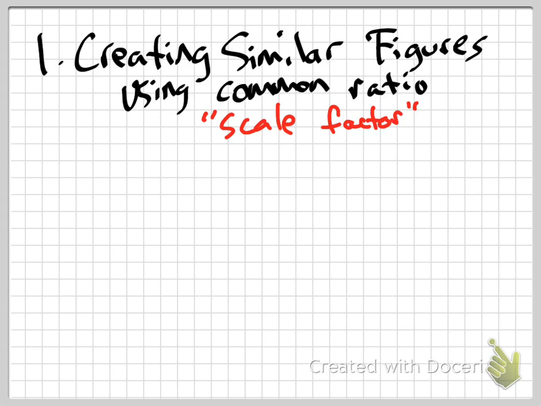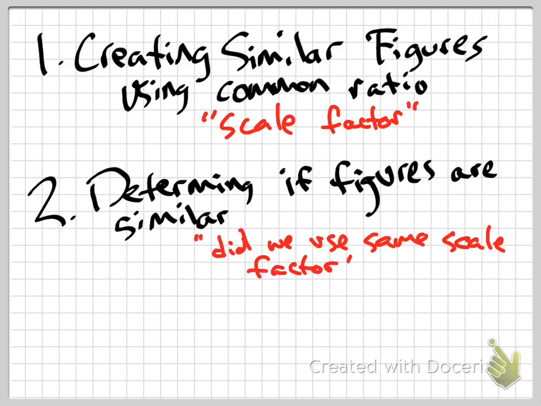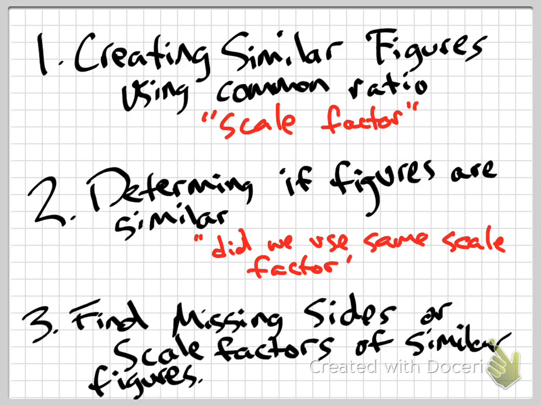The second thing that we're going to do after we know how to create those similar figures using the scale factor or common ratio is we're going to determine if two figures that may look alike actually are similar. We're going to do that by using their measurements and see if we actually use that same scale factor to get all of our sides. And then the third part of this video, we are going to find our missing sides or the scale factors of our similar figures. And we might ask ourselves, what was the scale factor for these types of problems?